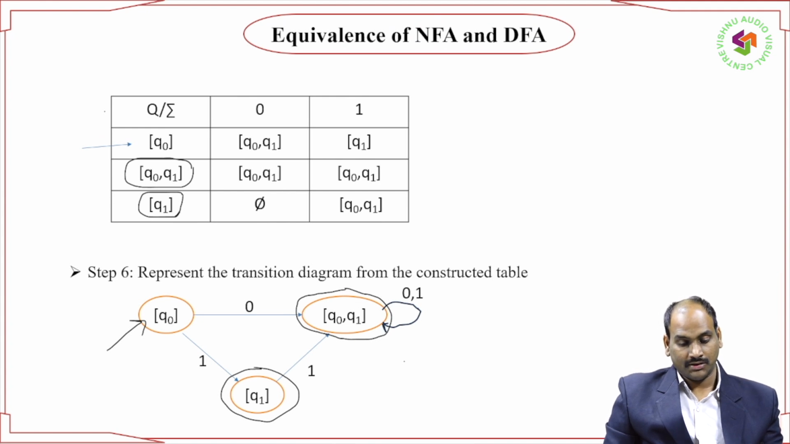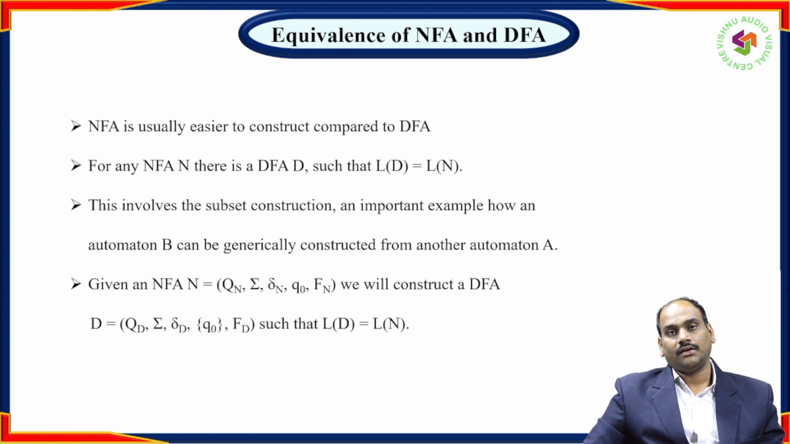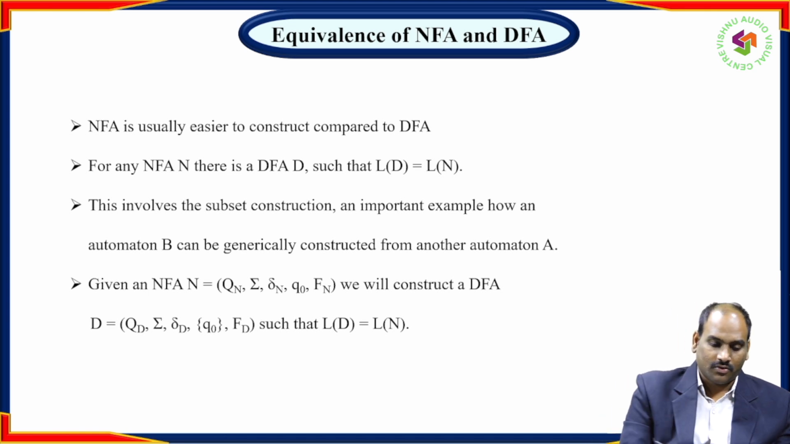Once again, I am repeating why we are going for the equivalence of NFA and DFA. That means we are given a language N. For the language N, it is easy to construct an NFA rather than a DFA. For such a purpose, we can easily construct an NFA and later we can convert it into the DFA. And equivalence of NFA and DFA means there is a procedure by which we can convert such an NFA to a DFA. And let us think about these two notations.